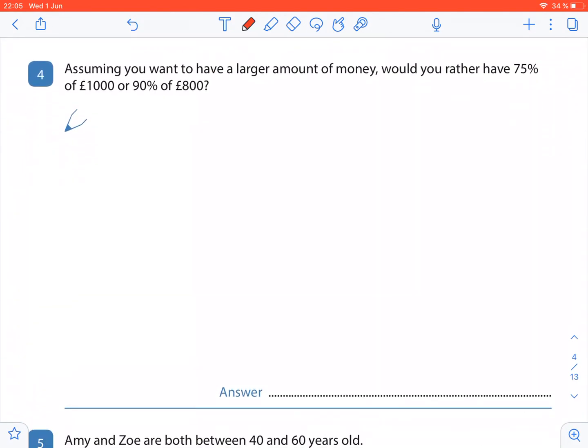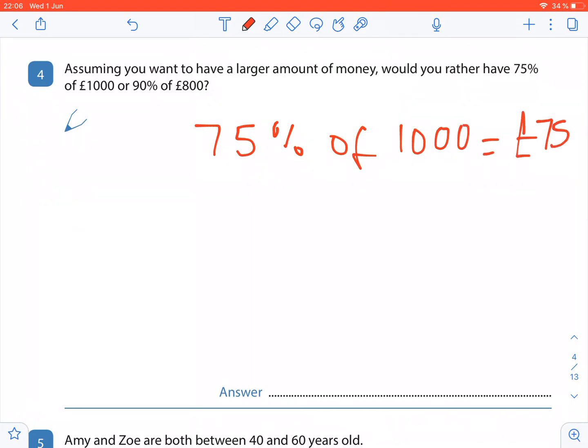Okay, number 4. Assuming you want to have a larger amount of money, what would you rather? 75% of 1,000. Hopefully most of you found that fairly easy. That's £750. Then, or 90% of 800.